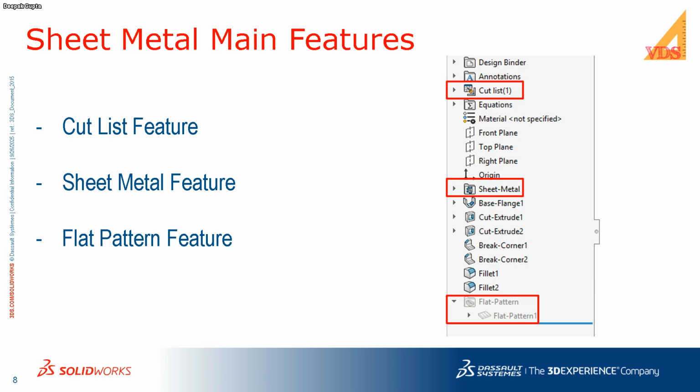And finally, the flat pattern feature. It lists out the different flat patterns in the part, and by functionality we can have only one flattened state available at a single time. So if we have five different bodies in the part, and we want to see the flat pattern of all of them in one go, it is not possible with SolidWorks. We can look at the flattened state of one single body at a given time.